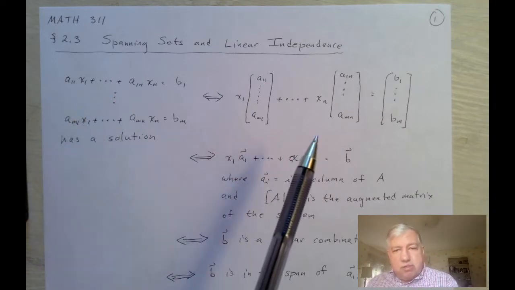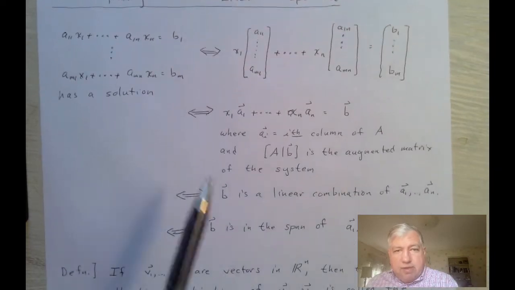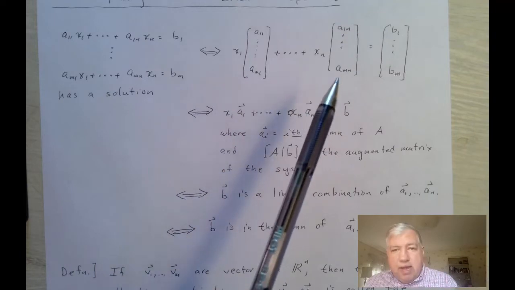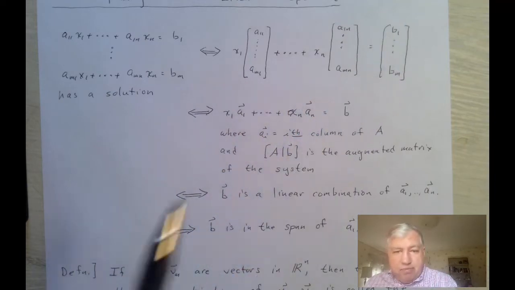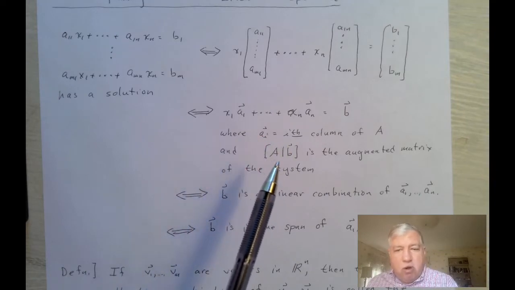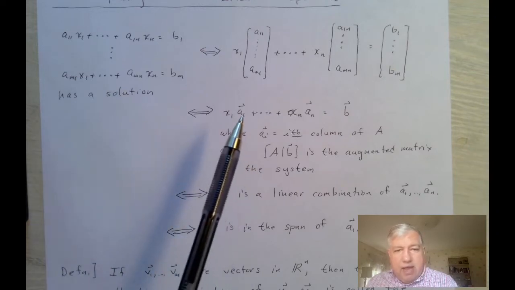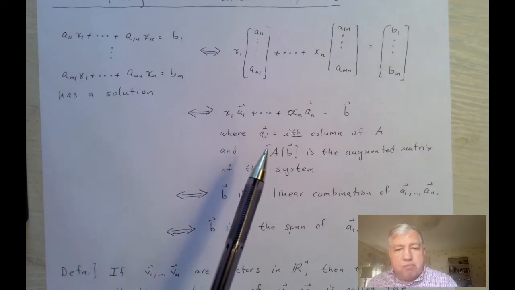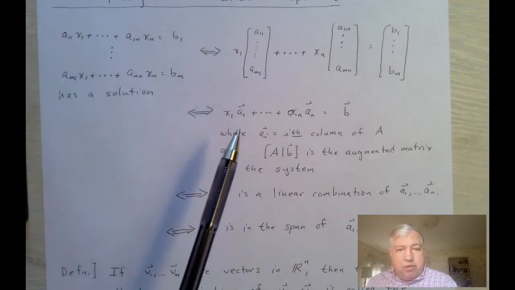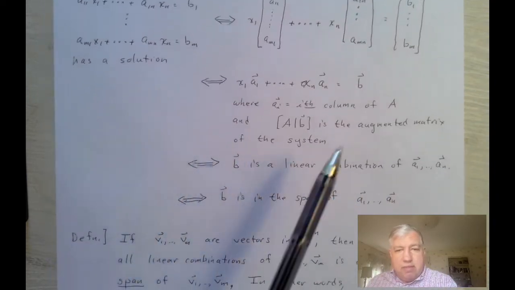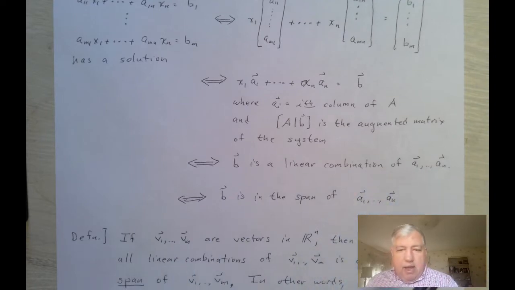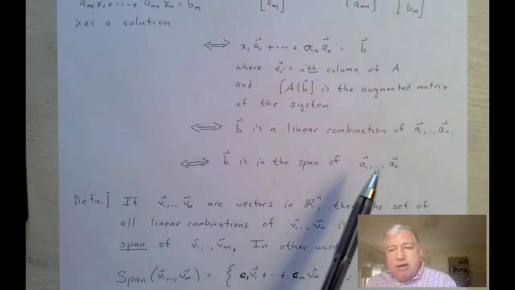So a solution here corresponds to a linear combination here, and in fact these are just column vectors, and we can call this one a1 and this one an, and we can call this one b. If we look at the corresponding augmented matrix of this system, ai is just the ith column of this coefficient matrix A. So this holds if and only if this holds, and again, this is the same thing as saying that b is a linear combination of these columns. Another way of saying this is that b is in the span of these columns.